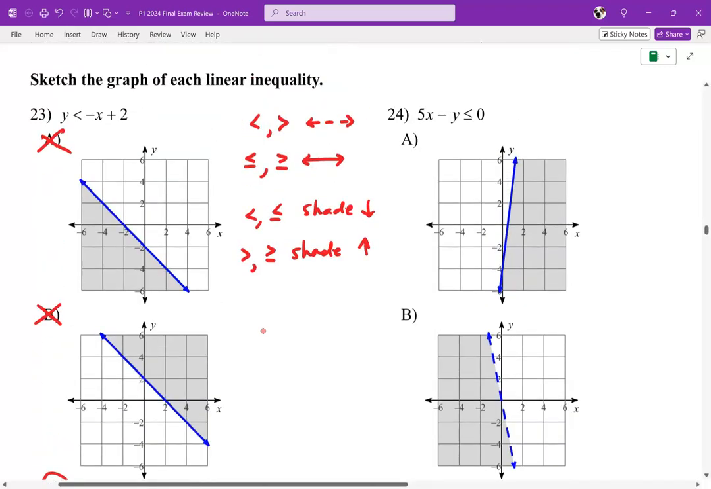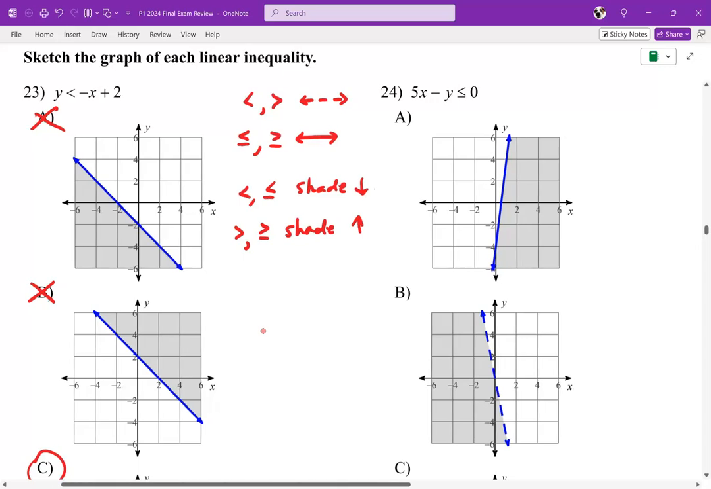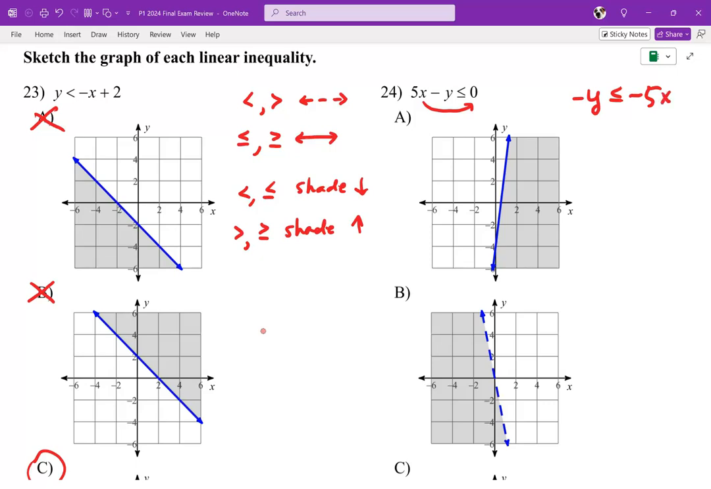Okay, so look at number 24. I can't do the same game that I just did right now. I have to solve for y first. Okay, did you get one of these yesterday? You were here, sorry. So let's go ahead and solve for y. I'm going to move this 5x over. So negative y is less than or equal to negative 5x. And then I'm going to divide everything by negative 1. So y is greater than or equal to 5x.